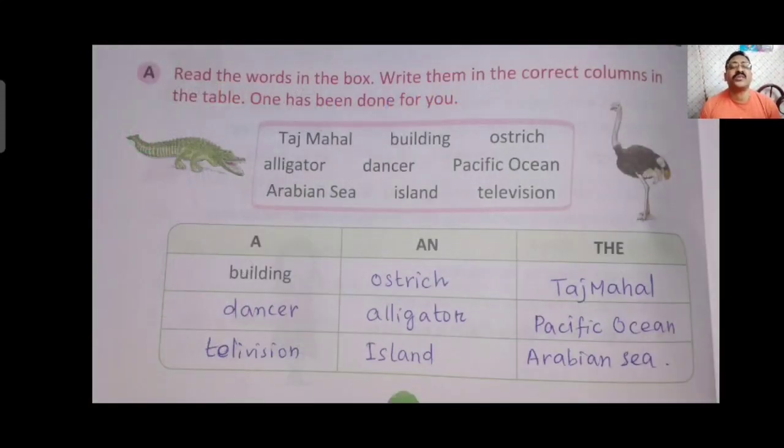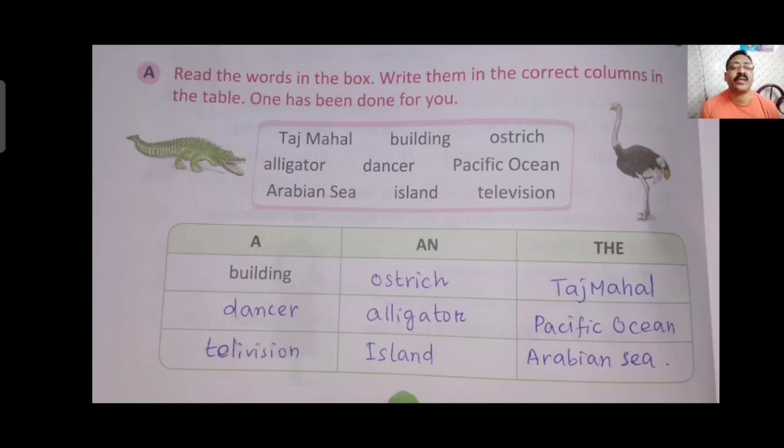Now comes the exercise part of the lesson. Here a help box is given. You have to find out the words before which we generally use a and the. Building is a word before which we will use a. So a building, a dancer, a television. Because B, D, T are consonant letters, a is used before them.